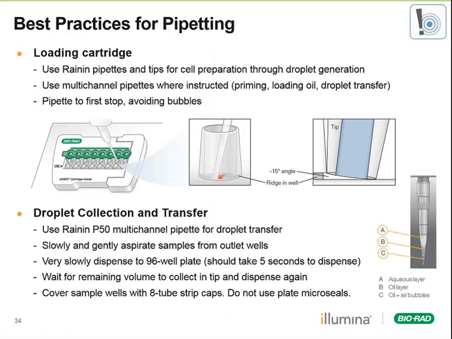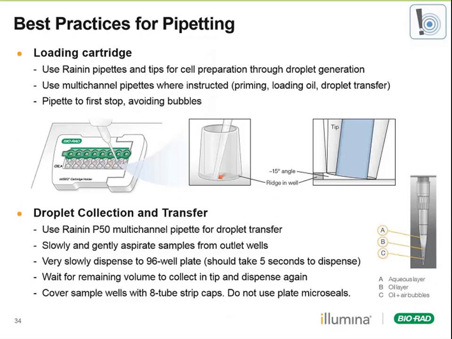After we've done droplet generation, we're going to remove the droplets and transfer to a 96-well plate using the following best practices. We're going to use the multi-channel pipette, and we recommend the Rainin P50. Using the P50 is going to allow us to slowly and gently draw up the droplets from the outlet wells. Once we've done that, I have a diagram on the right that shows what you're going to see with a mix of oil layer and droplet and bubbles. This is typical.